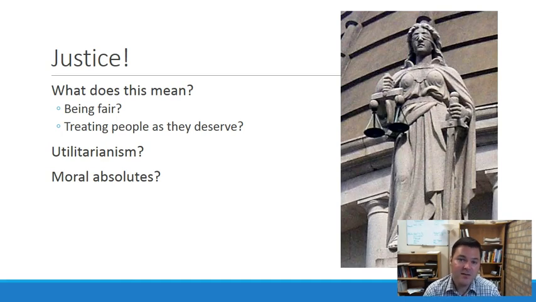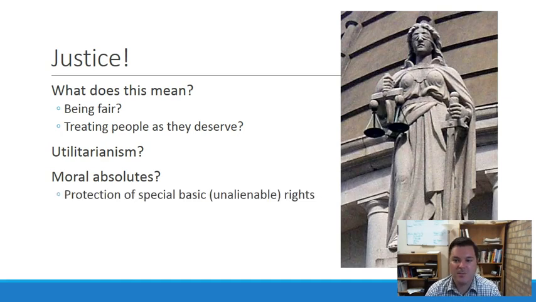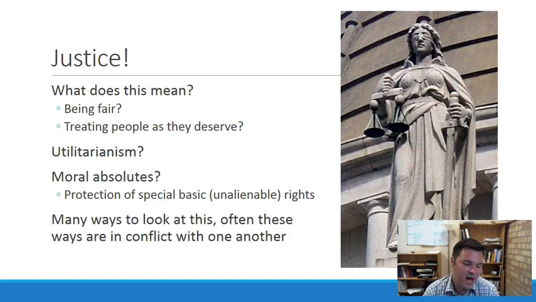Of course, the idea of moral absolutes and utilitarianism can often come into conflict with one another. But we do have some moral absolutes built into our system, right? The idea of protection of basic unalienable rights, that the government can never take away your right to speech, assembly, etc. And the bottom line here is when it comes to justice, there are many, many ways to look at this, but often these ways are in conflict with one another.